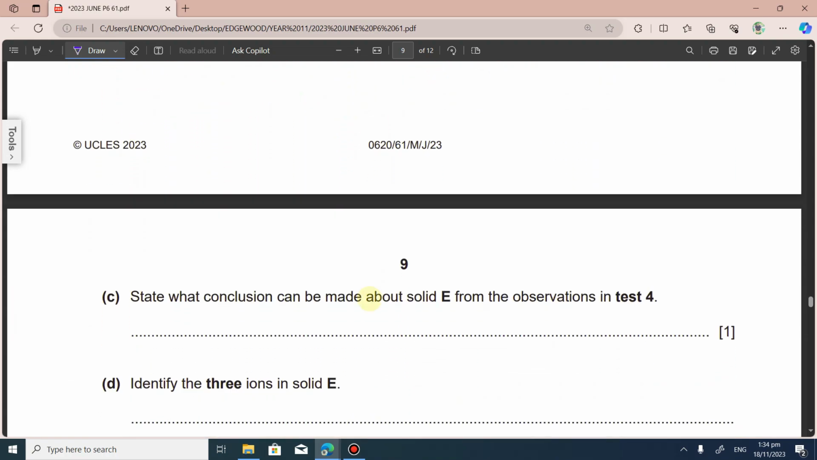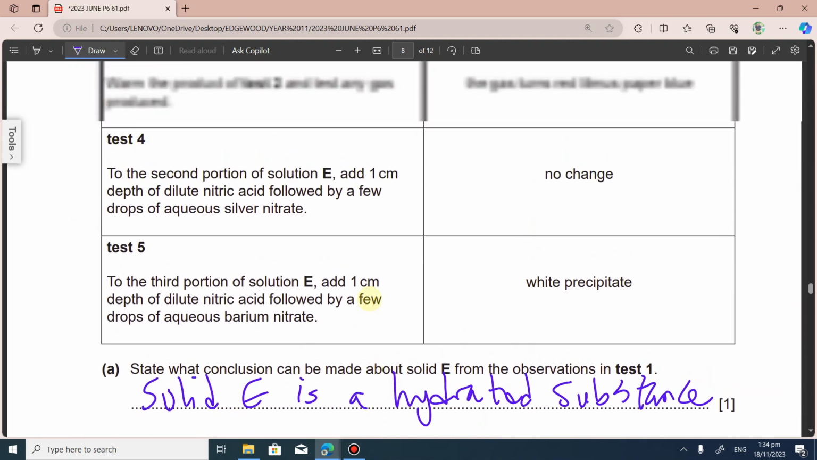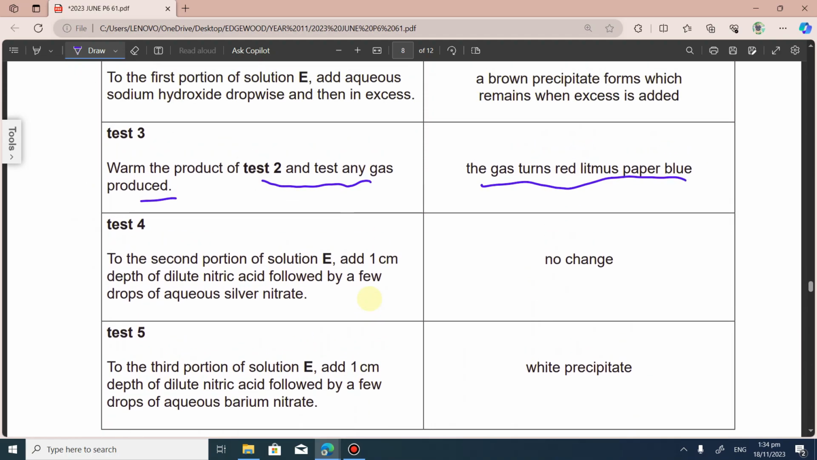Now, next question. State what conclusion can be made about solid E from the observations in test 4. So let's read what test 4 involves. To the second portion of solution E, add 1 cm depth of dilute nitric acid followed by a few drops of silver nitrate. So let's take note of what was added: dilute nitric acid and drops of silver nitrate. And when that was done, there was no change.